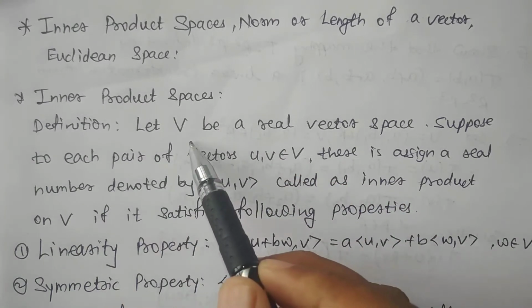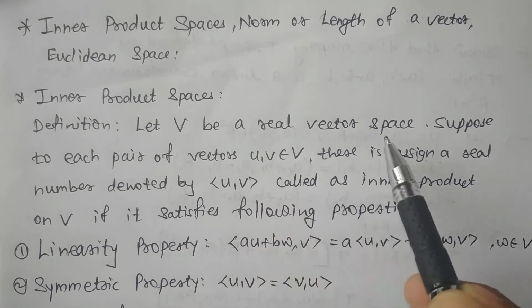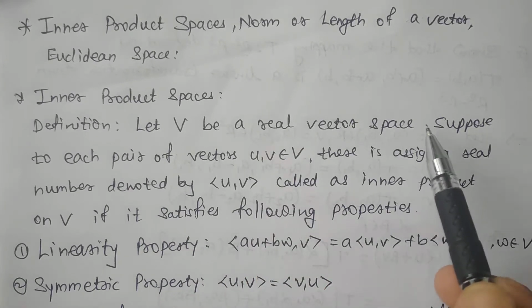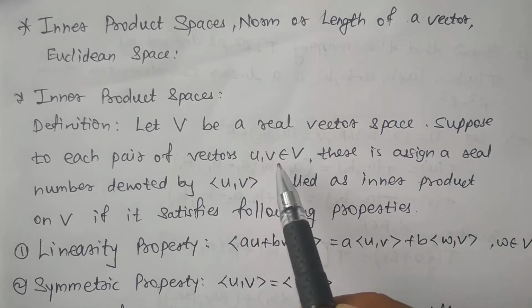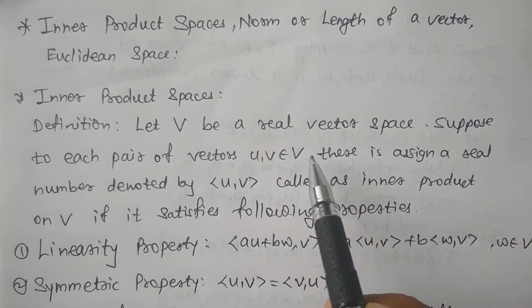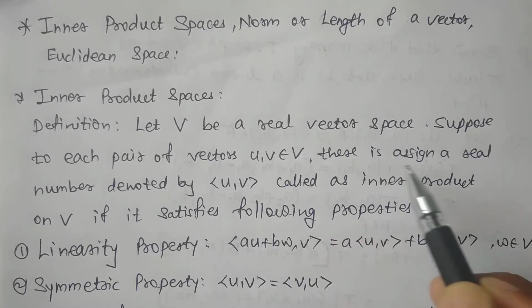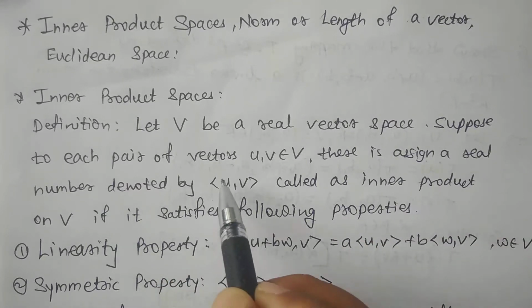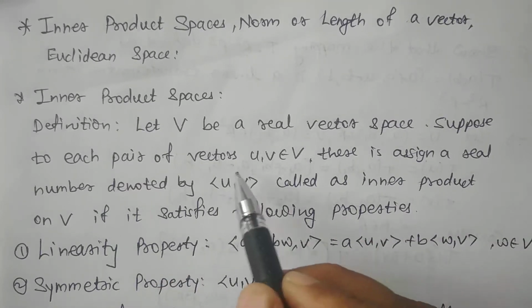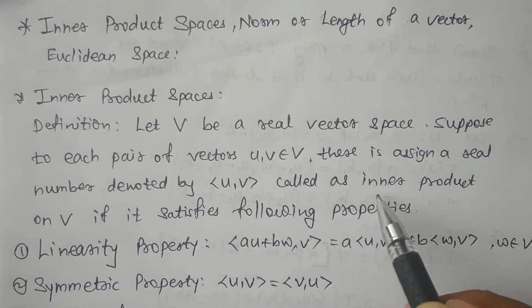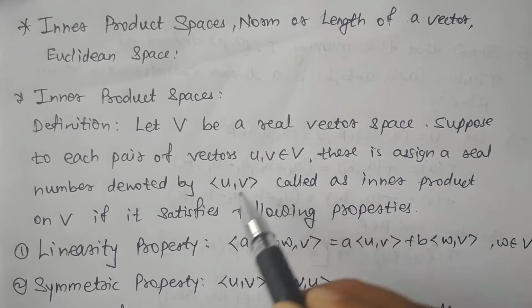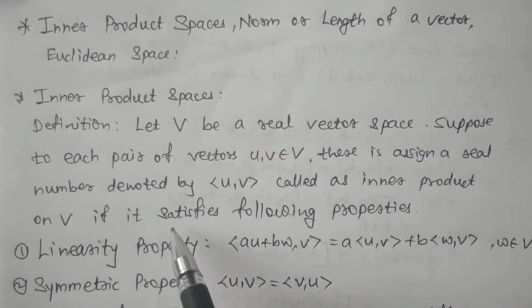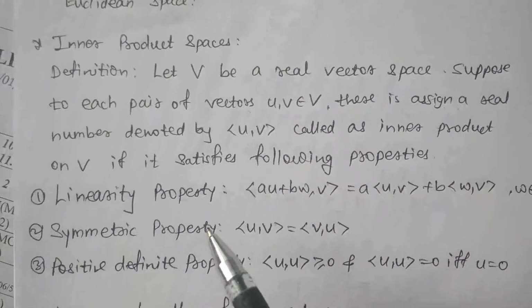Definition: let V, capital V, be a real vector space. Suppose to each pair of vectors u and v from capital V, there is assigned a real number denoted by the bracket (u, v). This bracket is read as the inner product of u, v on capital V if it satisfies the following properties. So which properties are there?